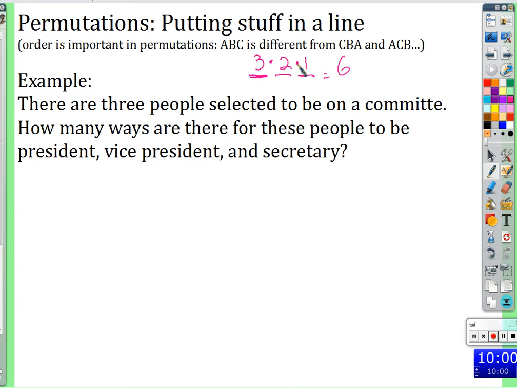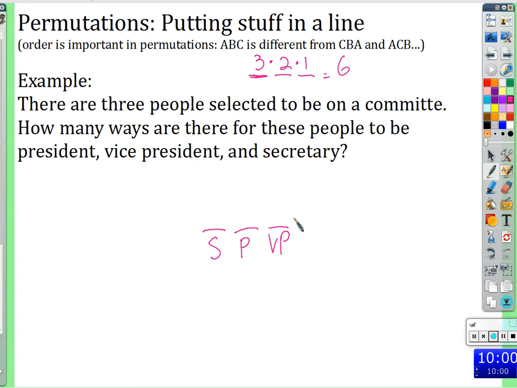Six different ways, right? It's not that we have to put the most important one first. We can have secretary here, and then we'll pick a president, and then we'll pick a vice president. It doesn't matter. The order that matters is not this order, but the order in which you place them. For the order to be important, you have to apply some kind of order and then start filling them in order. Once you do that, then all the possible permutations have been achieved.